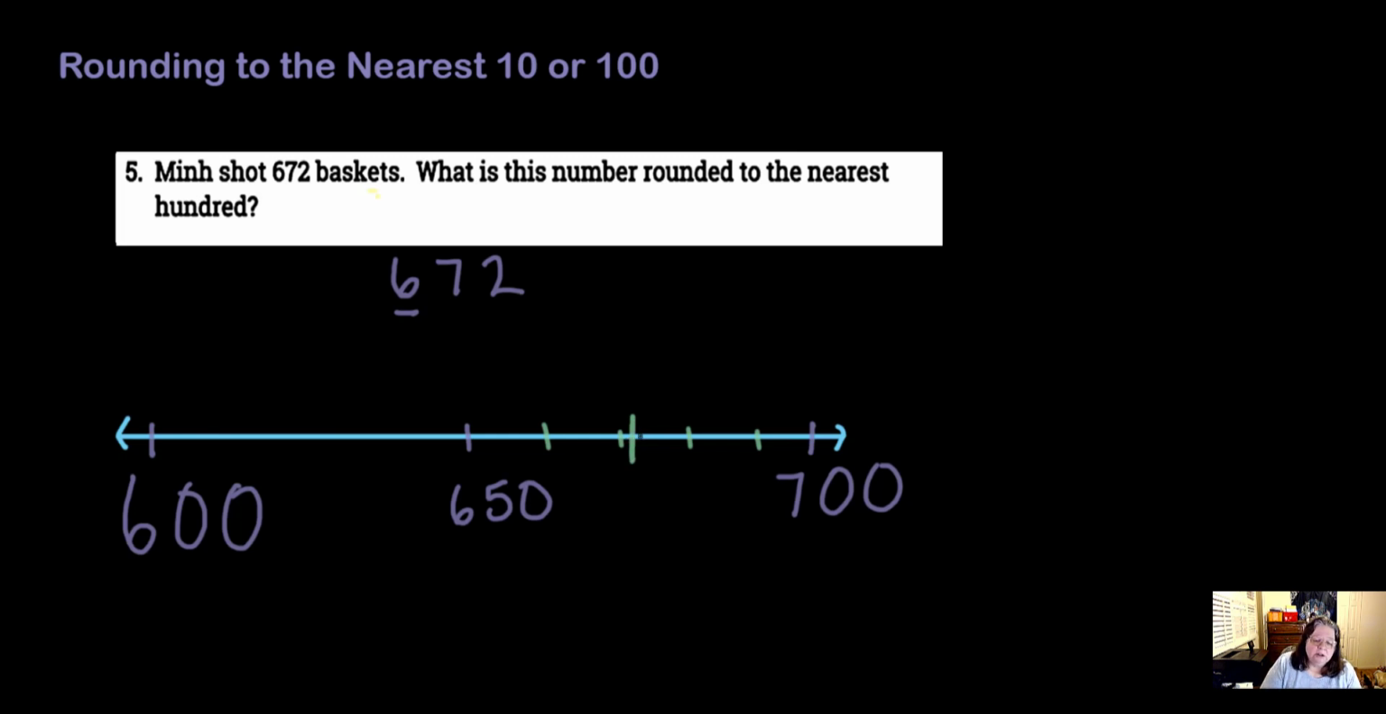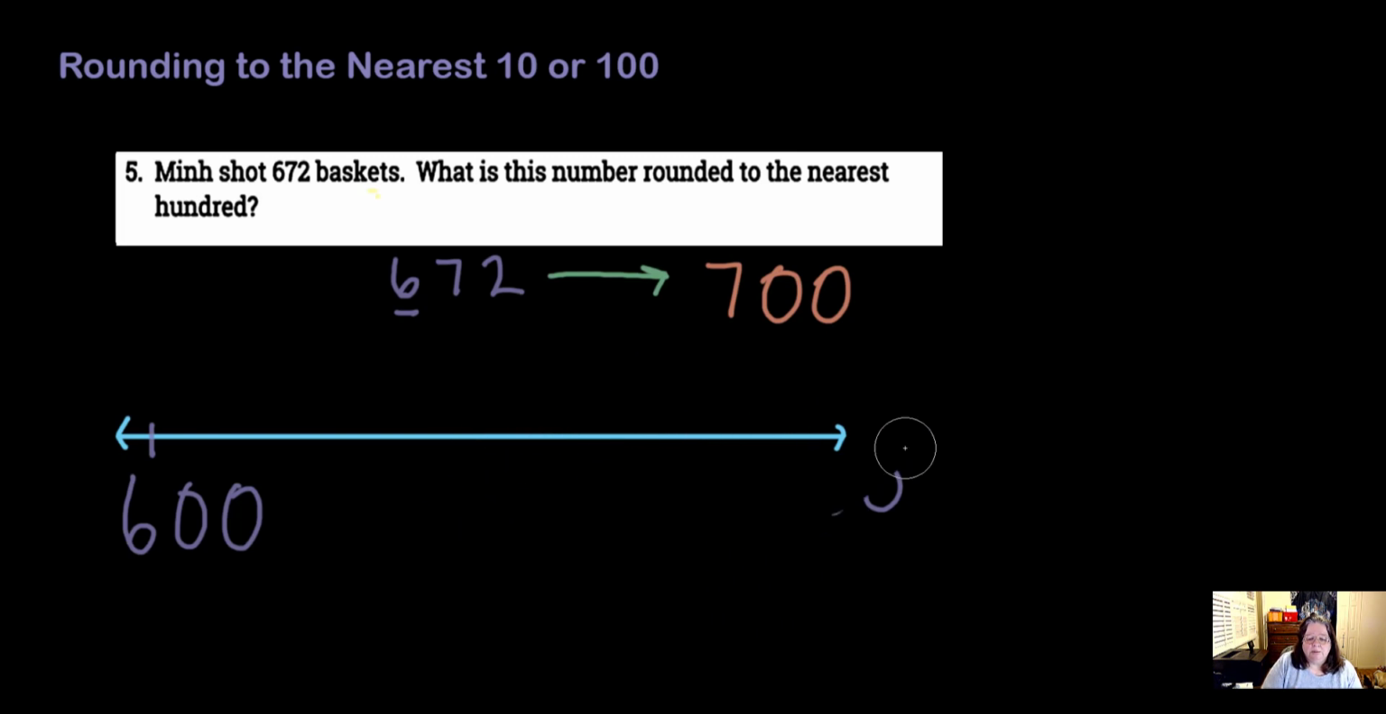671, 672, 673, and so forth. We don't need to count them all, we just really need an approximation. 672 is right about there. Well, is that on this side of 650, or is it on this side of 650? Well, you can see it right here. It's on this side. So 672 would round to the nearest hundred. It would round to 700. Now, this isn't part of our problem, but I feel kind of bad for choosing both hundreds.